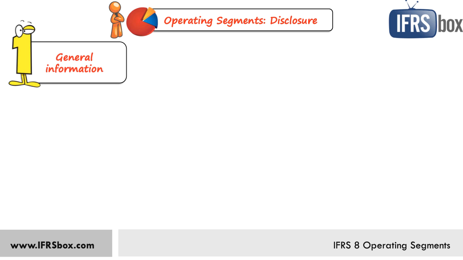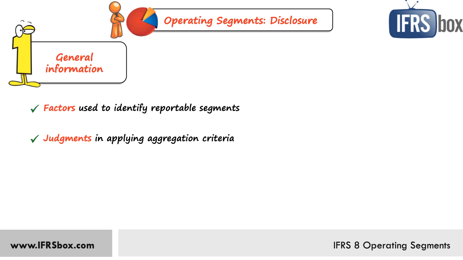Here, under IFRS 8, you need to disclose factors used to identify the entity's reportable segments, especially the basis of organization. Then judgments made by the management in applying the aggregation criteria. And finally, you need to report types of products and services from which each reportable segment derives its revenues.